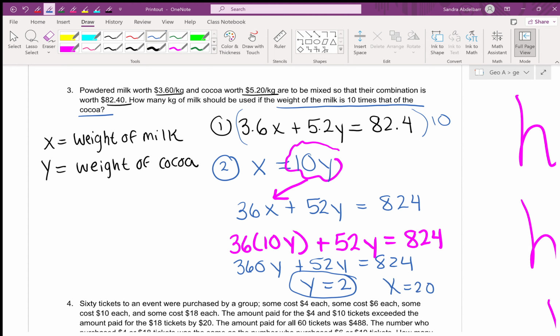And I'm not sure what it was asking. What was it asking? How many kilograms of milk? How many kilograms of milk? 20 kg.